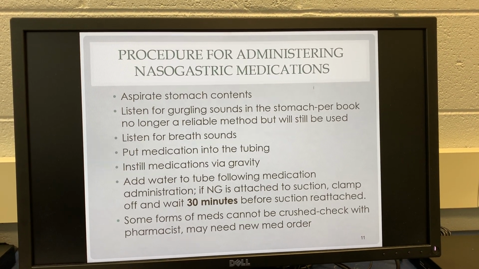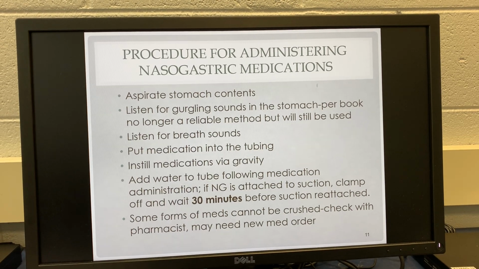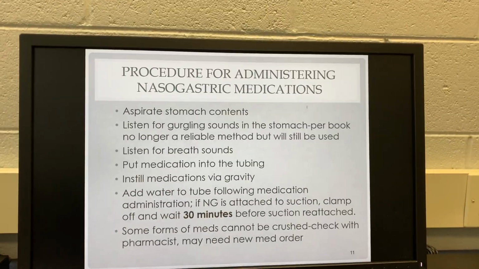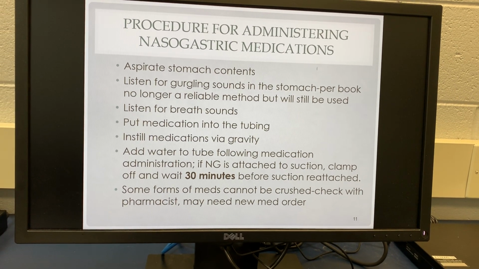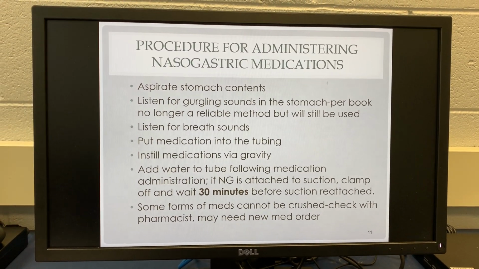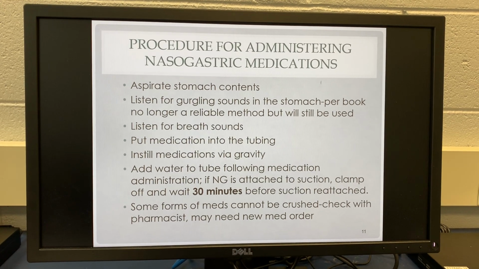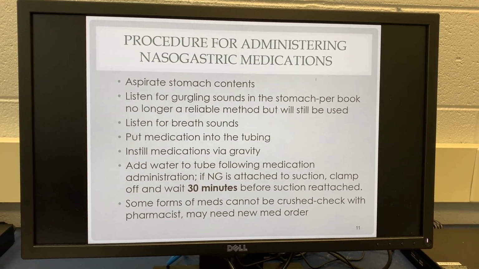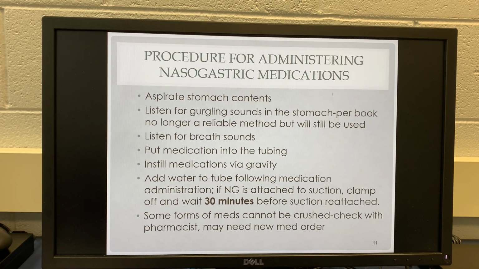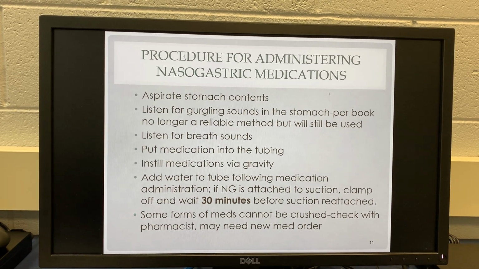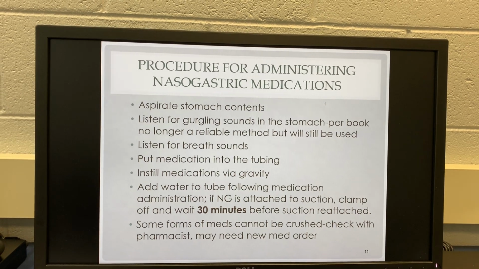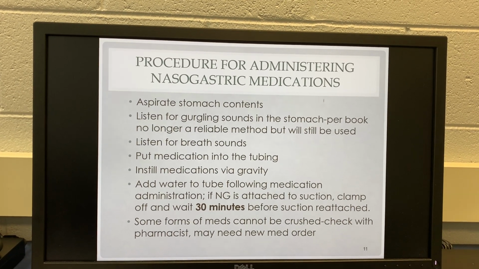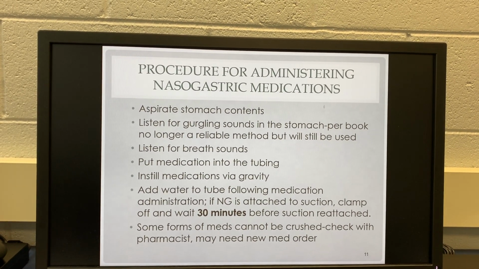Then you're going to put the medication into the tubing, and then you will instill it per gravity. That's best practice. Sometimes you will see a nurse take a big old syringe, suck up a whole bunch of liquid, and then shoot it into the patient's tube. Really not the best way to do it. It can bloat the stomach, it can cause gas and discomfort. And if the tube is a little bit clogged, you could split the tube.